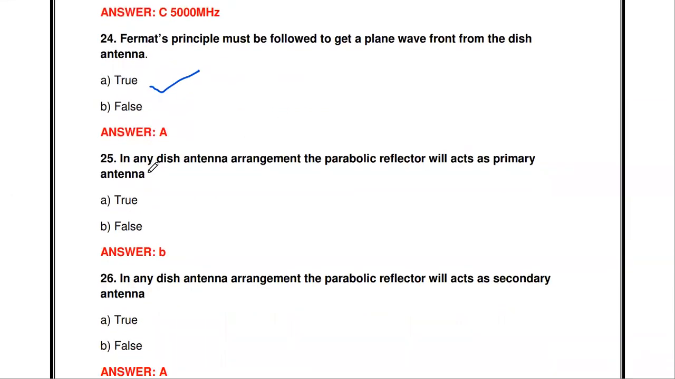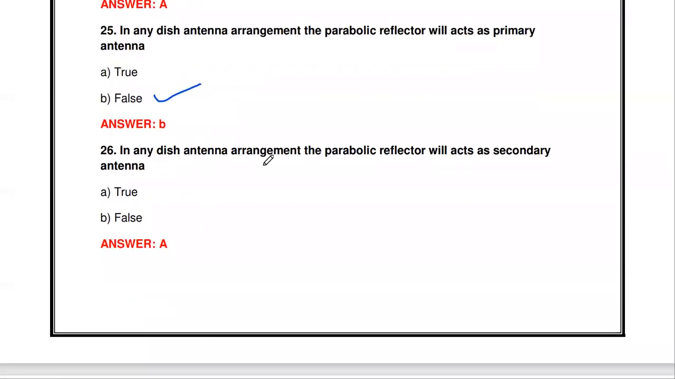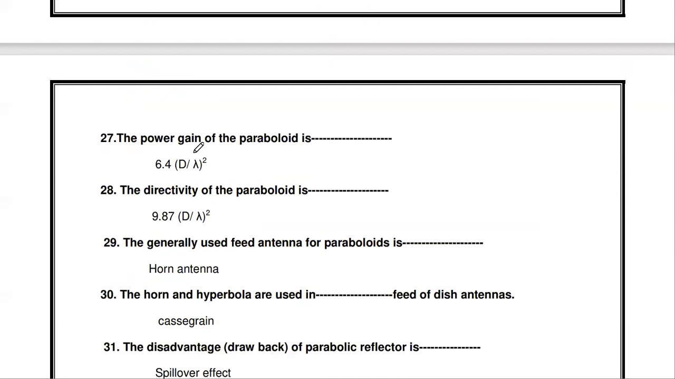In any dish antenna arrangement, the parabolic reflector will act as a primary antenna. It's a false. In any dish arrangement, the parabolic reflector acts as a secondary antenna. Here they mention primary antenna, so it's false. Then, in any dish arrangement, the parabolic reflector will act as a secondary antenna. It's true. The parabolic reflector is a secondary antenna, and the horn is the primary antenna.